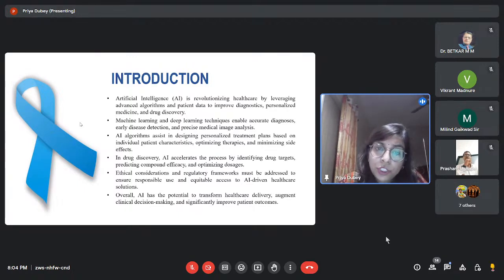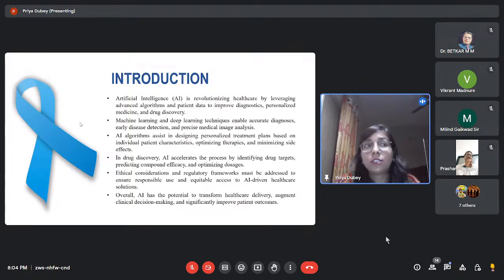Now, machine learning and deep learning techniques. What do we mean by machine learning techniques and deep learning techniques? Basically, artificial intelligence is a technique in which machines are trained. Now, how are machines trained? Machines are trained by making them learn certain patterns in the data. This learning is categorized into machine learning and deep learning.